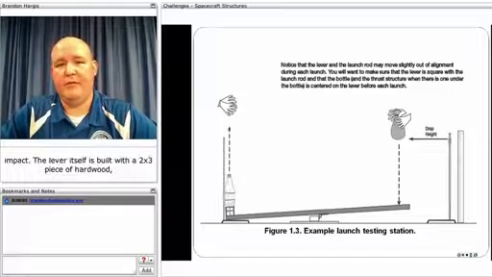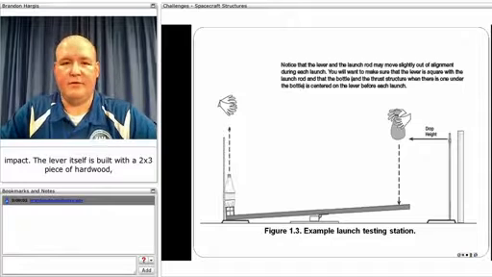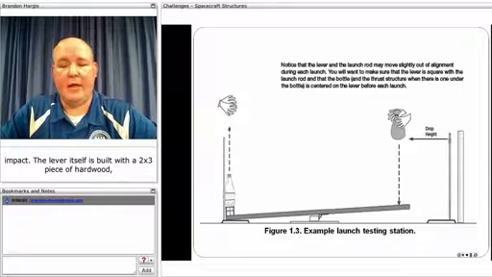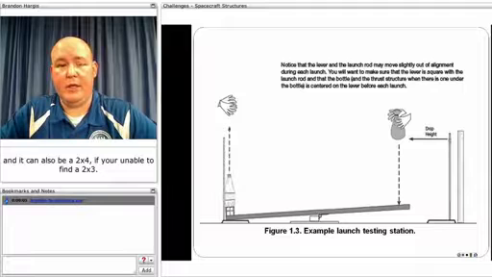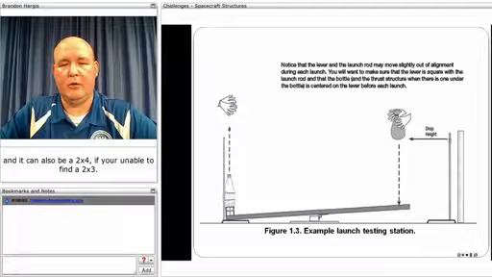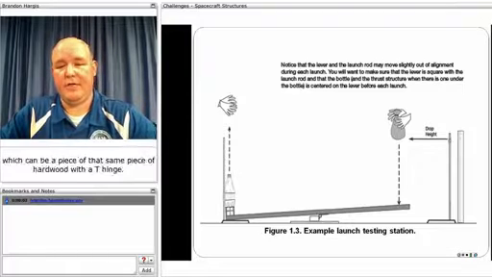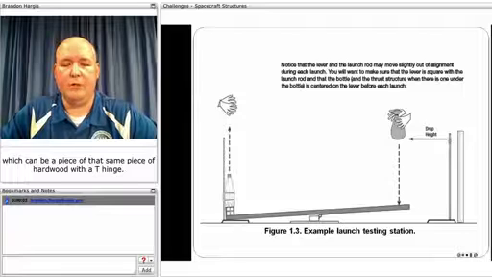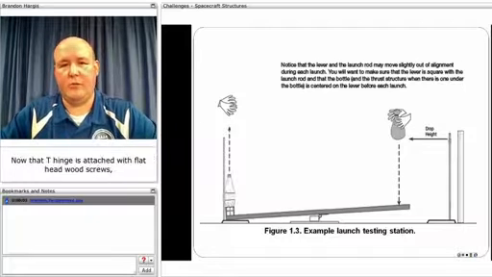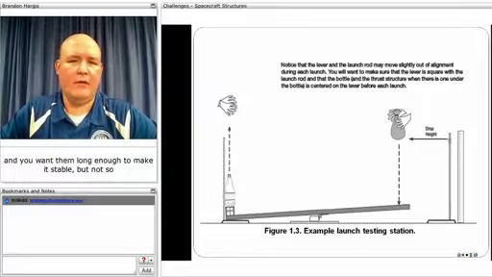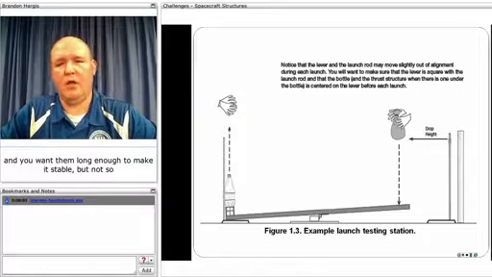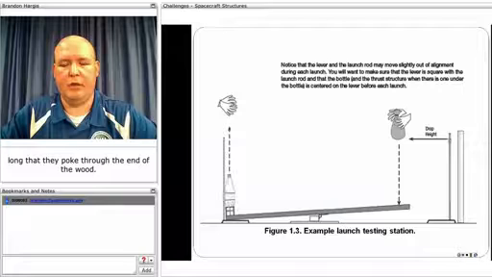The lever itself is built with a 2x3 piece of hardwood, and it can also be a 2x4 if you're unable to find a 2x3. It's about 50 inches long, and it's attached to a mounting block, which can be a piece of that same hardwood with a T-hinge. Now, that T-hinge is attached with flathead wood screws, and you want them long enough to make it stable, but not so long that they poke through the end of the wood.